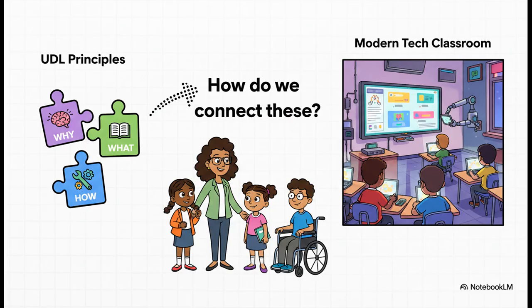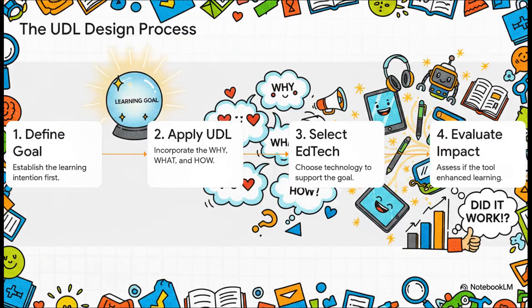But how do we put this into practice, especially when we're trying to use technology in our classrooms? Let's walk through the design process. Now, this process is super intentional, and it flips the script on how we usually think about tech. So often, we find a cool new app and then try to build a lesson around it. UDL says, hold on, start with your learning goal first, make it crystal clear. Then think about the why, what, and how, and only after all that do you pick a tech tool that actually supports those goals. And the last step?